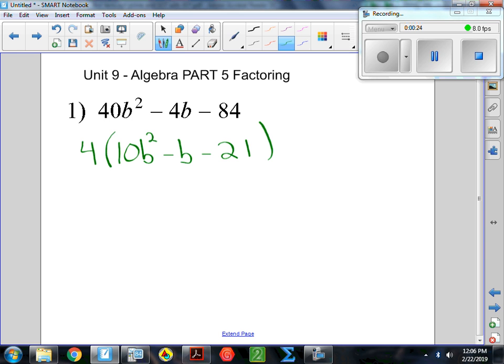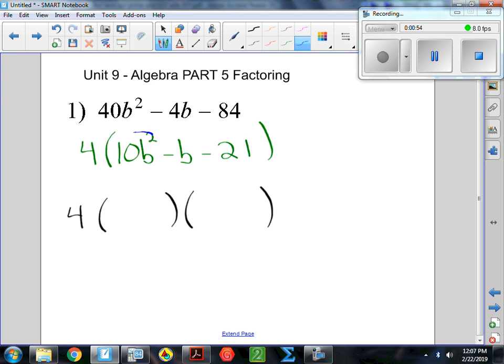21. And so if you're wondering where those numbers came from, I took each of the numbers 40, negative 4, and negative 84 and divided each of those by 4. 40 divided by 4 is 10, negative 4 divided by 4 is negative 1, negative 84 divided by 4 is negative 21. That means my answer, when it's said and done, is going to have a 4 on the outside because that is one of the 3 factors that we'll have. And then I also need to look at how to break up the rest of this.